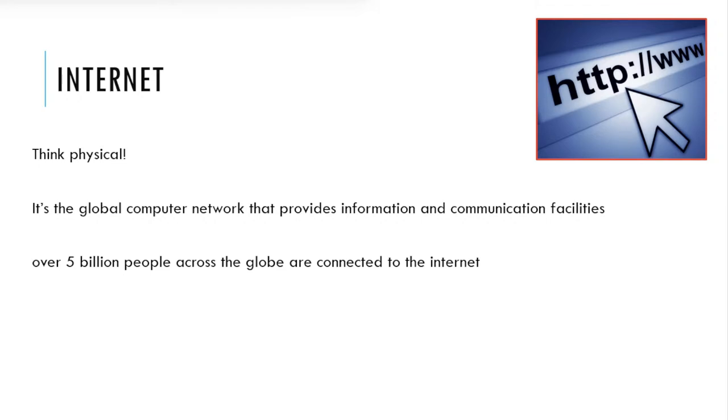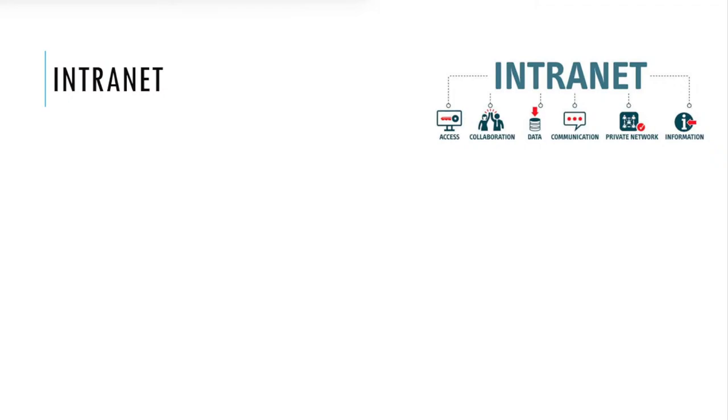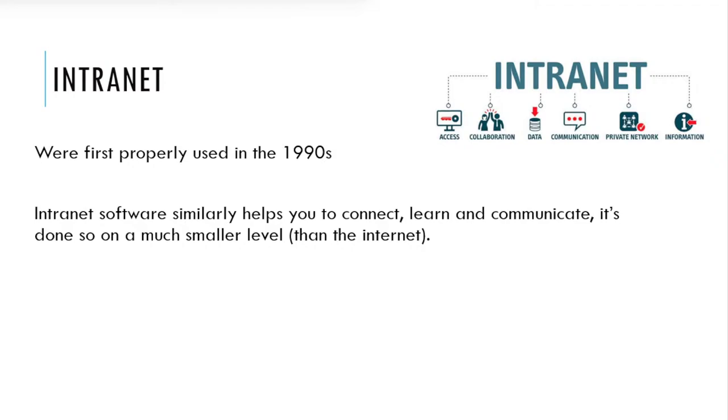And I'm pretty sure you're happy with the internet because you use it all the time. And it's become massive. Okay? Whereas the intranet was first properly developed and used in the 1990s. The internet came in like, I think it was the 50s or 60s. So the intranet was later than this, all right? And the point of it was all about internal access, collaboration, and communicating on an organization level. So intranet software helps you connect, learn, communicate, and it's done so on a much smaller level.